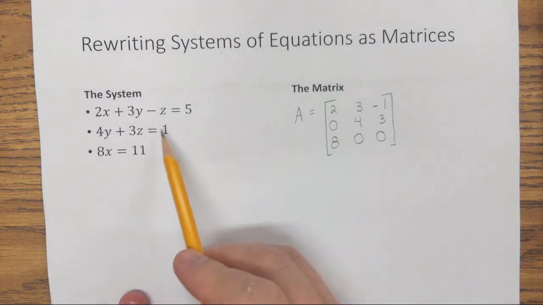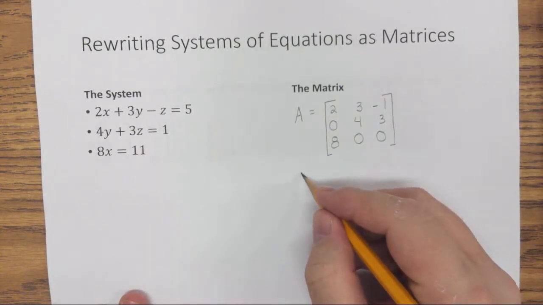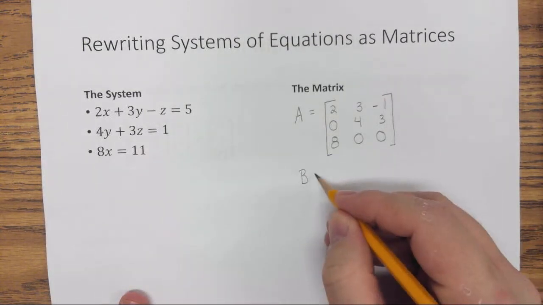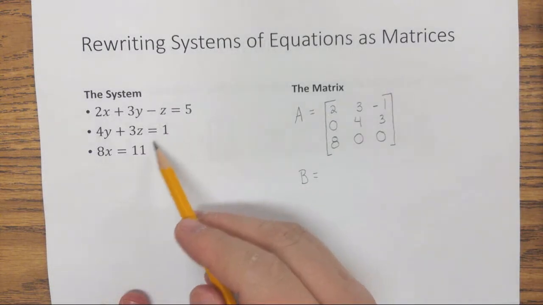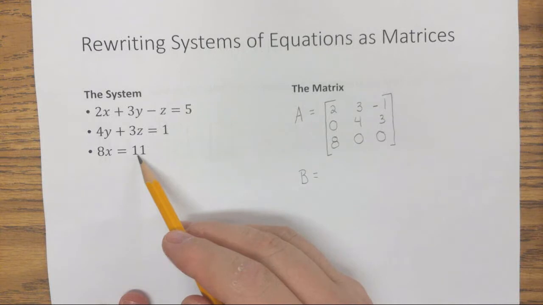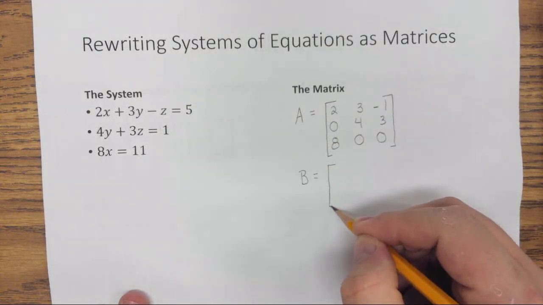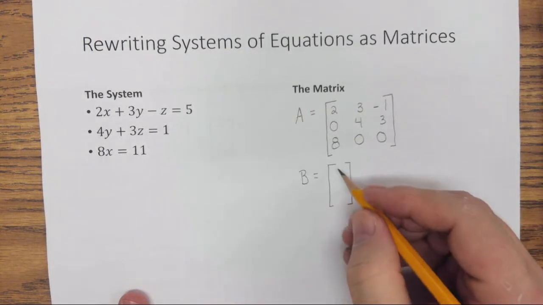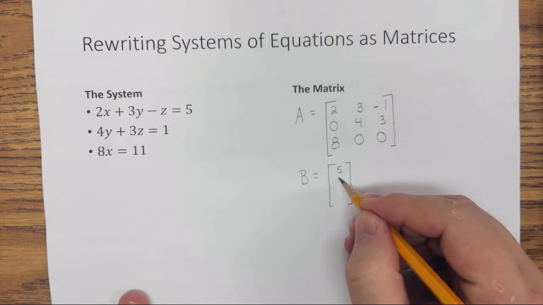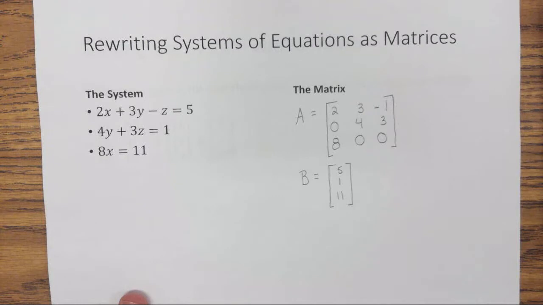Now I have to deal with the stuff to the right of the equal sign, and I'm just going to make another matrix, and I'm going to call that matrix B. This is going to be just 3 rows, but since there's only the 1 number over here, it's going to be 1 column. It's going to be a littler one. So this is going to be 5, 1, and 11. There's the numbers.